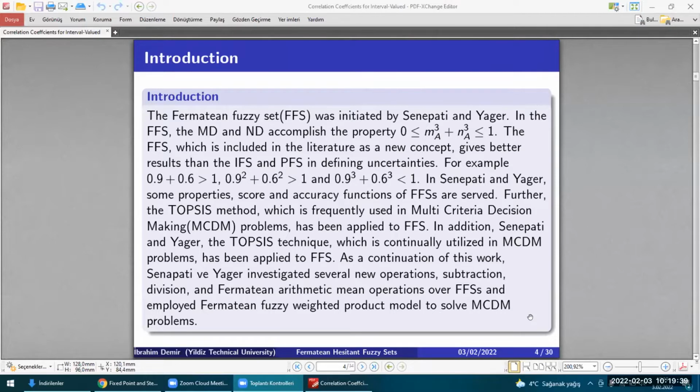In that work, some properties, score and accuracy functions of FFS are solved. Further, the TOPSIS method, which is a frequently used multi-criteria decision-making method, has been applied to FFS. In addition, the TOPSIS technique, which is continuously utilized in multi-criteria decision-making problems, has been updated. As a continuation of this work, Senapati investigated several new operations, subtraction, division, and Fermatean arithmetic mean operators over FFS, and employed a Fermatean fuzzy weighted product model to solve a multi-criteria decision-making problem.